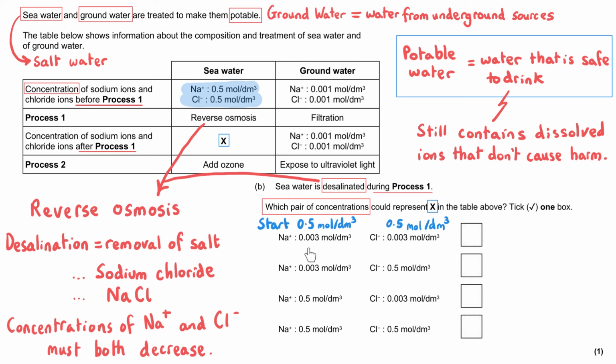And so, in fact, the first answer is the correct answer. 0.003 is the only option where both of those concentrations have gone down. The sodium has gone down here, but not the chloride. And this time the chloride's gone down, but not the sodium. And actually the last one, neither of them has gone down. And so desalination is the first row.